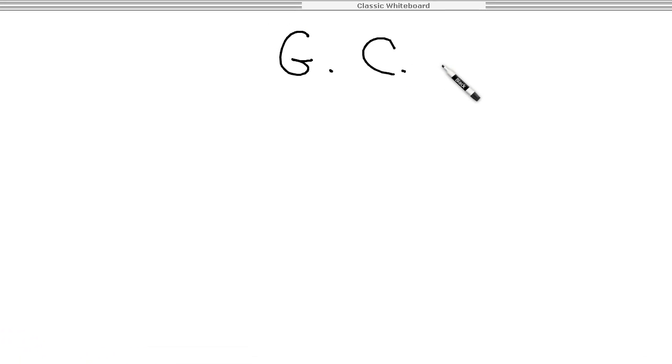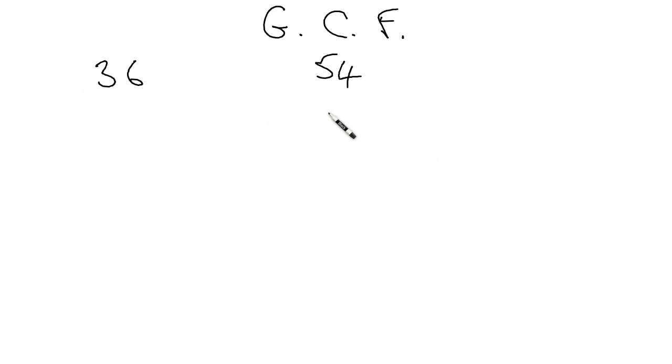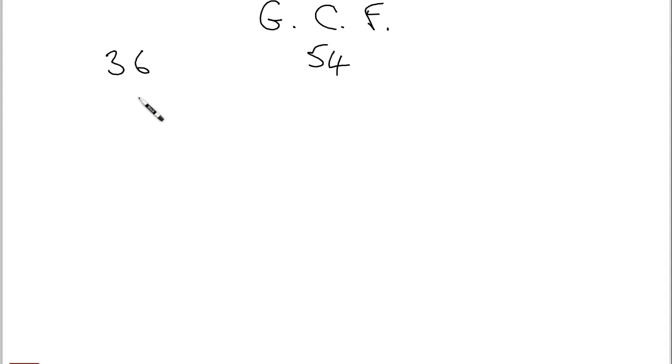What we're going to do now is go through a quick example on the greatest common factor. Let's find the greatest common factor of 36 and 54. As you probably know, you start off by breaking down these numbers into prime numbers.